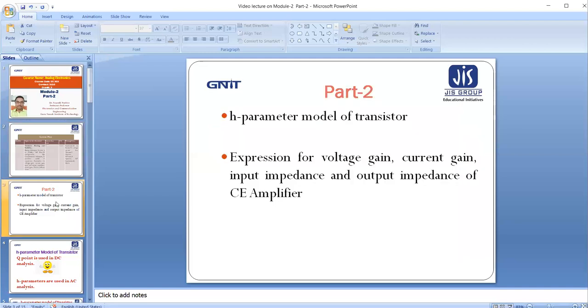Now we are starting part 2. In part 2, as I have already mentioned, but I am reiterating again: the H parameter model of the transistor and expression of voltage gain, current gain, input impedance and output impedance of the common emitter amplifier.